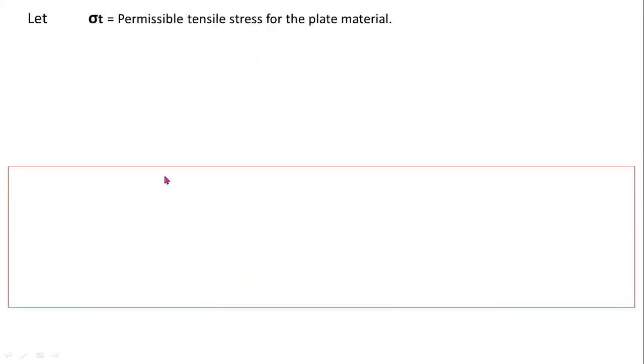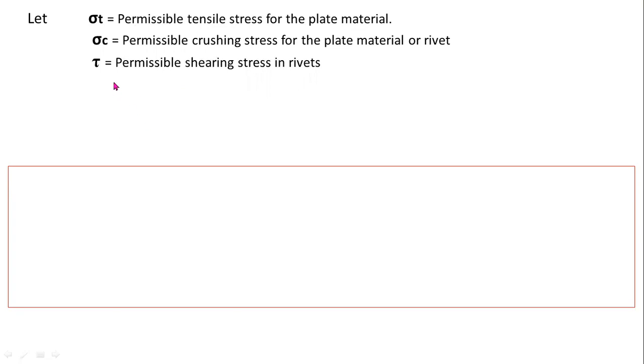Now, the following are the important terms used for design of longitudinal butt joint. Let sigma t equal the permissible tensile stress induced in the boiler plate material. Sigma c is the permissible crushing stress for the plate material or rivet material. Tau is the permissible shear stress induced in the rivets. Small d is the diameter of the rivet, capital D is the diameter of the boiler. Small t is the thickness of the plate, the boiler shell thickness.